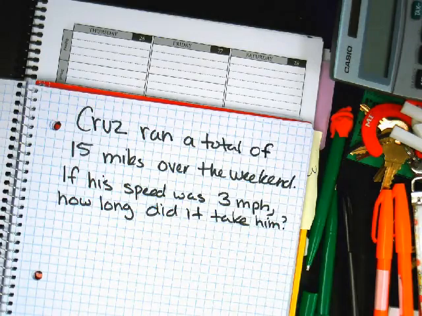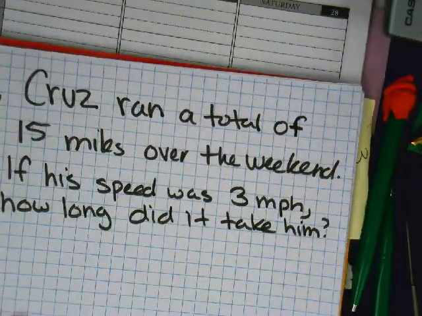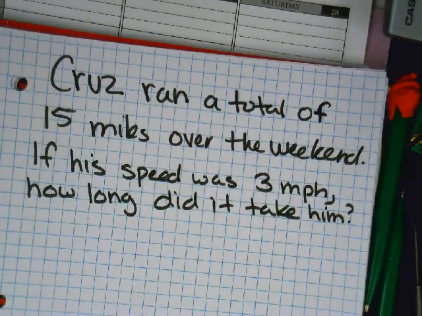Okay, so Cruz just wanted to run all weekend. So he ran a little bit Saturday morning, a little bit Saturday night, woke up on Sunday, ran some more. And then he added all that up and got 15 miles. And his Apple Watch told him that his speed was 3 miles per hour. Nowadays, that's what your Apple Watch can do. Pretty cool. Okay, what are we solving for?